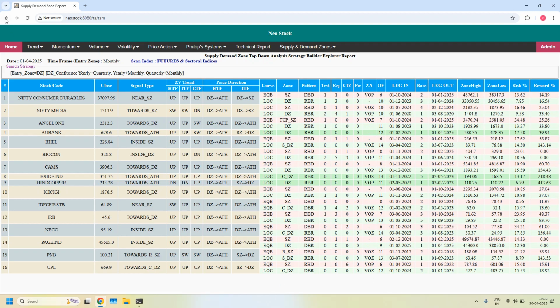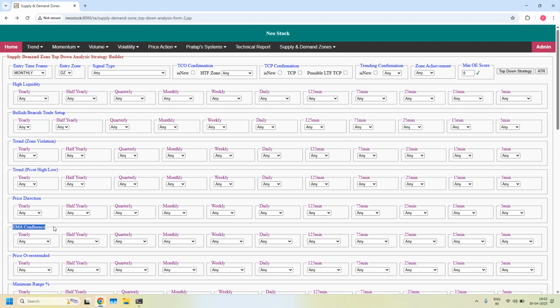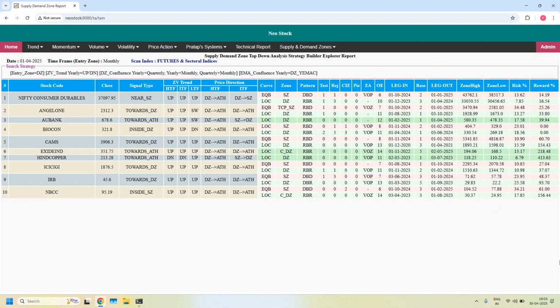Still, if you want to filter, let us check EMA confluence on yearly time frame. Yearly demand zone having yearly EMA confluence, and trend on the yearly should not be sideways, it can be up or down. 10 stocks are filtered.